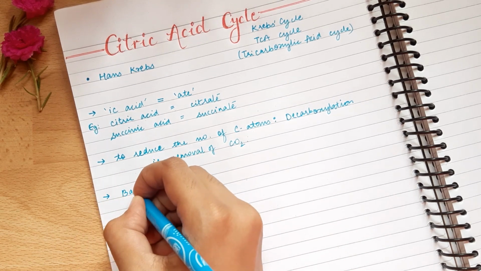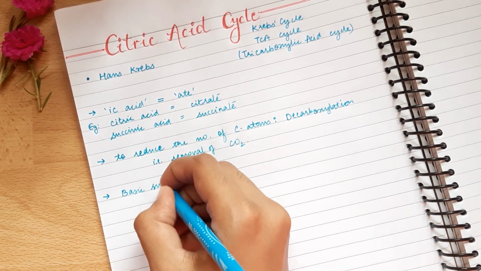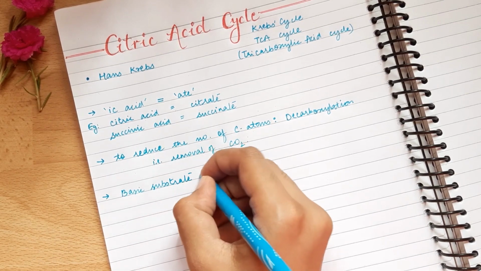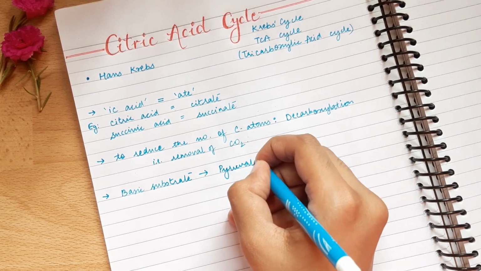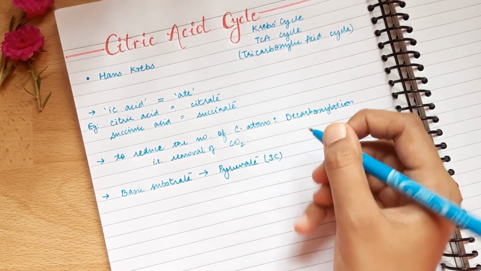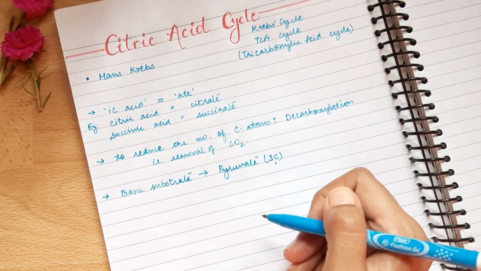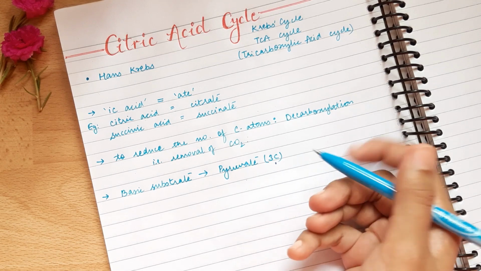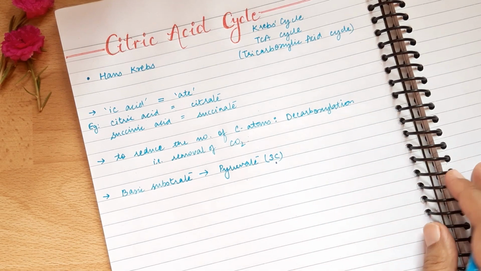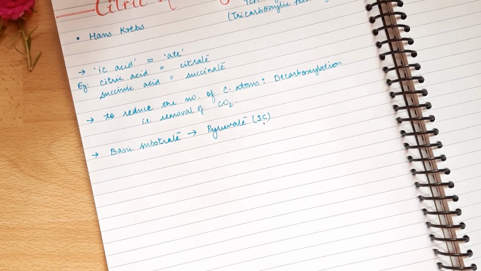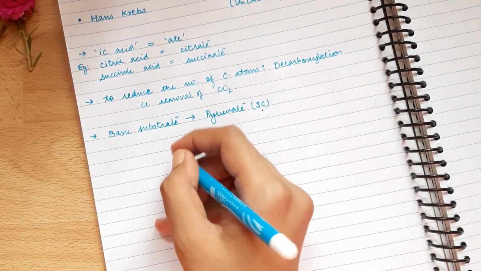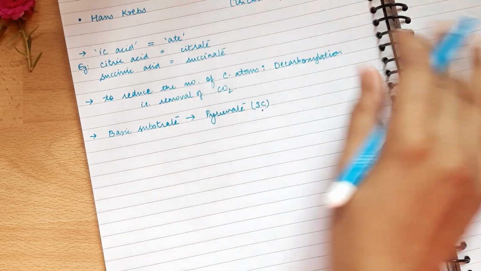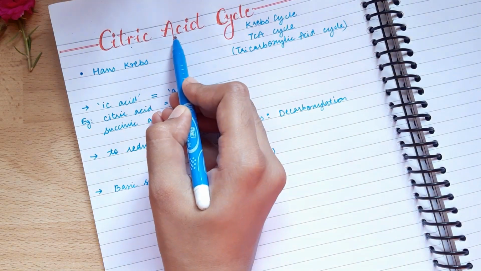Now moving on to the last point, point number 3. The basic substrate for this cycle is pyruvate or pyruvic acid. This acid is produced from glycolysis, which is the process of breakdown of sugar. It is a 3-carbon molecule. Now why I am mentioning the number of carbon atoms in pyruvate is because the number of carbon atoms in the molecules involved in the cycle is going to help us to memorize the cycle.